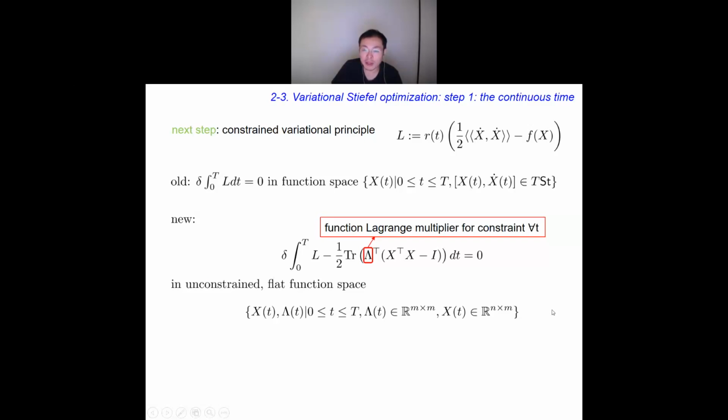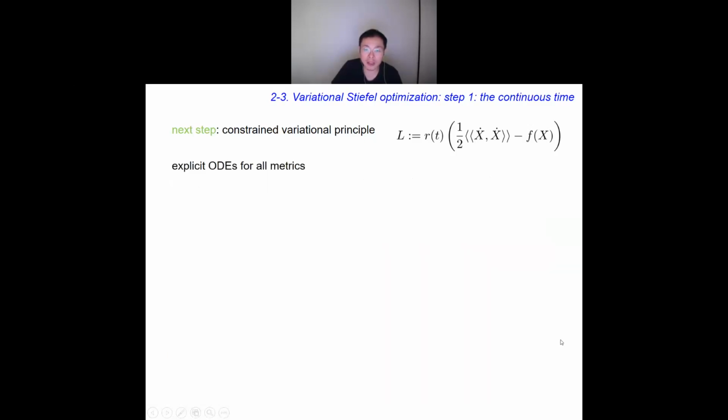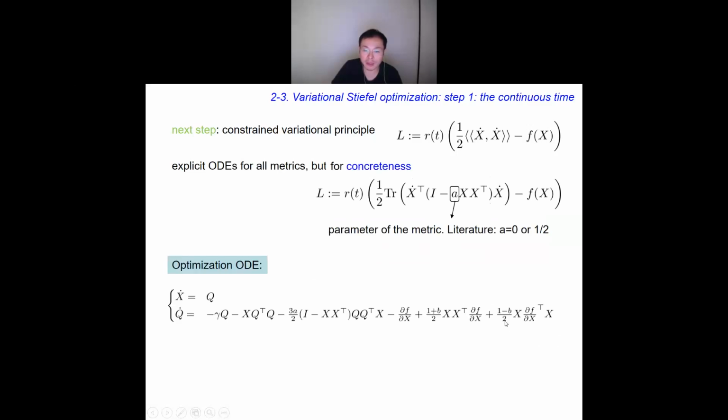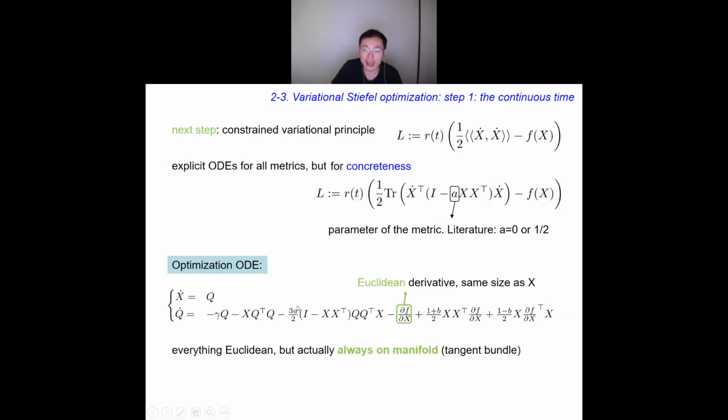And even after doing this, it's still non-trivial because you don't know what lambda is. But we actually have additional machinery to express lambda in terms of x, and then we will get explicit ODE in Euclidean space. For example, okay, let me skip the geometric thing. So the ODE will look like this, and this ODE is always going to be giving you a solution that is exactly on the manifold. So you don't have to worry about anything. You can pretend x and q are just matrices in the embedded space, but if you run the dynamics, you stay on the manifold. And also you have guaranteed convergence to the local minimum.